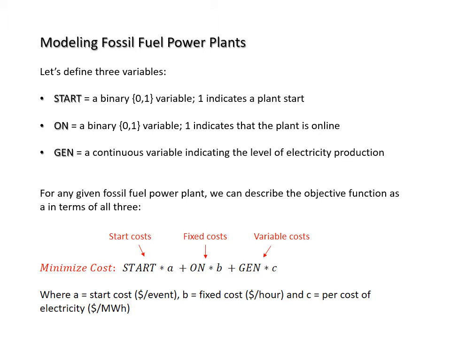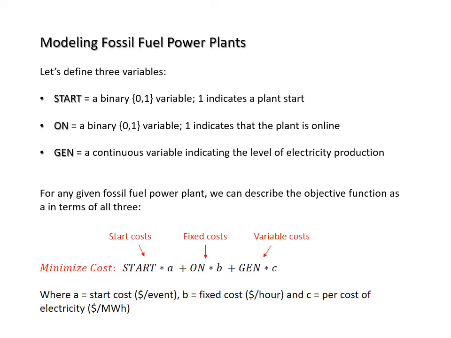So for each power plant in our system, we have these three different cost components: start costs, fixed costs, and variable costs. And remember, the objective function of this big optimization, the unit commitment problem, is to minimize cost. So we have to be able to represent those three cost components for each power plant in the objective function. And to do that, we have to define these decision variables.